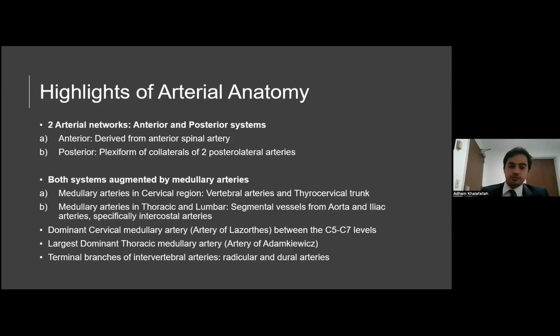So those medullary arteries in the cervical region are coming from the vertebral arteries and thyrocervical trunk, while the ones in the thoracic and lumbar region are coming from the segmental vessels of the aorta and the iliac arteries. We have a dominant cervical medullary artery, which is known as the artery of Lazarus, which usually comes between C5 to C7, and the largest dominant artery, which I'm sure everyone knows about, the artery of Adamkiewicz.